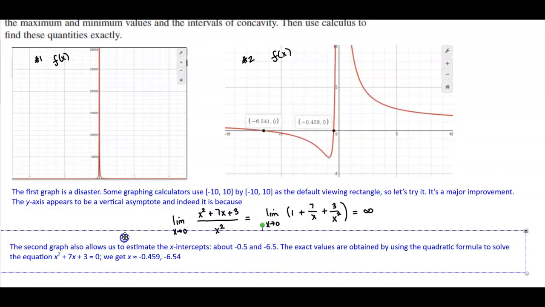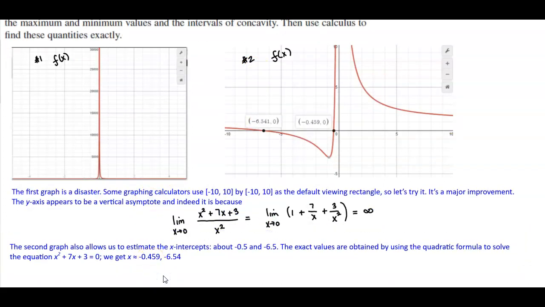Okay, now let's also continue to look at graph number 2. The second graph also allows us to examine the x-intercepts. So we have x-intercepts at about -0.5 and -6.5, so you can see where the x-intercepts are. Okay, and the exact values are obtained by using the quadratic formula to solve the equation x squared plus 7x plus 3 equals 0, which is in the numerator, and we get x to be approximately -0.459 and -6.541.